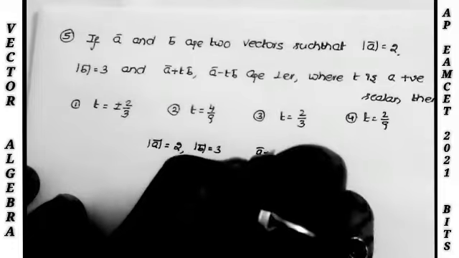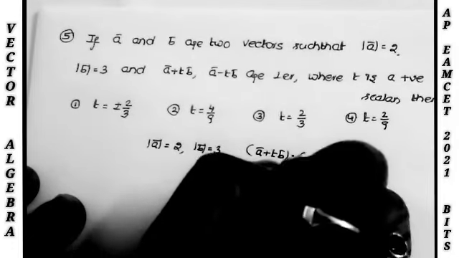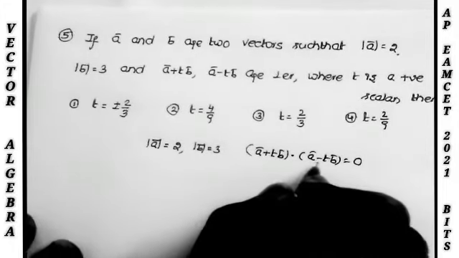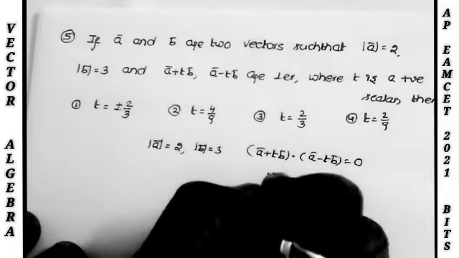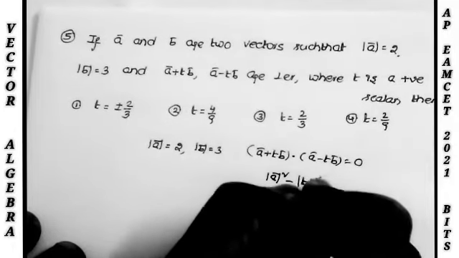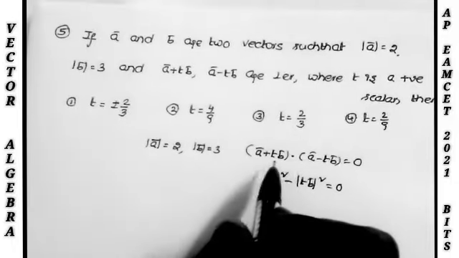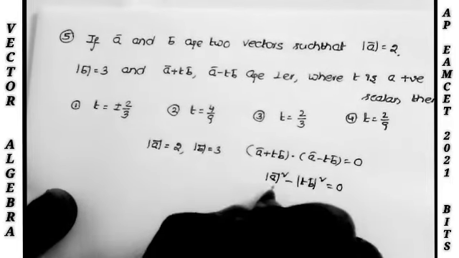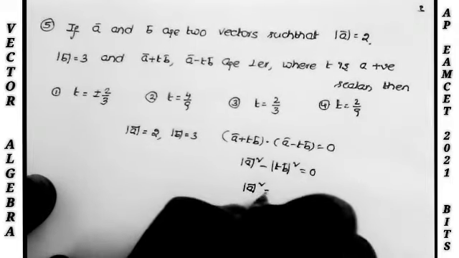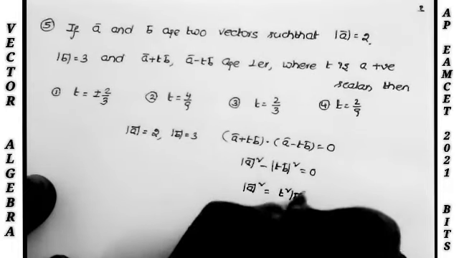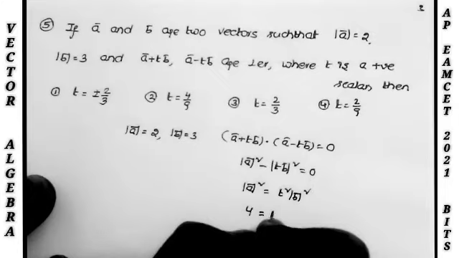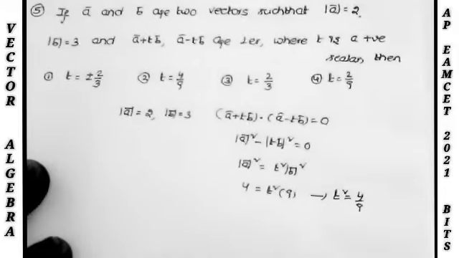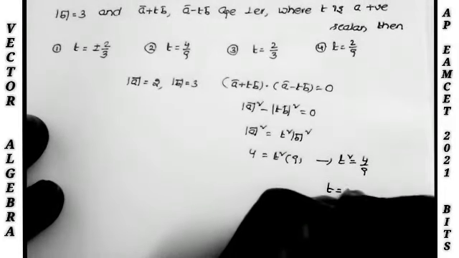Perpendicular means the dot product of these two vectors is equal to 0, means a bar plus t into b bar dot a bar minus t into b bar is equal to 0, which is in the form of a bar plus b bar dot a bar minus b bar. The formula for that one is mod a square minus t square into mod b square is equal to 0. Okay, this is the formula for the dot product of these two terms here. So mod a square is equal to t square into mod b square. Okay, mod a square, what is the value? 4 is equal to t square into 9. So the value of t square is equal to 4 by 9, then t is equal to plus or minus 2 by 3.